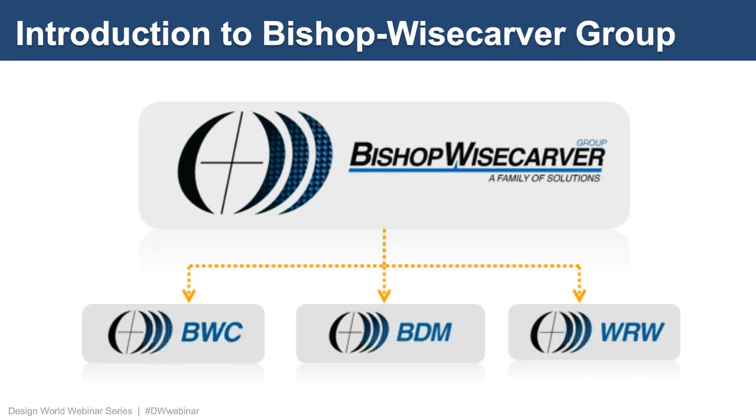Bishop-Wisecarver is actually Bishop-Wisecarver Group, and it's made up of 3 subdivisions. BWC is our linear and rotary motion system business, where we are the original equipment manufacturer of these automation products. Black Diamond Manufacturing, or BDM, is our specialty contract manufacturing branch. This is a one-stop shop for custom complex assemblies, machining services, and other manufacturing turnkey solutions. WRW is our electrical and software engineering branch, which is known mostly for control systems and design expertise.